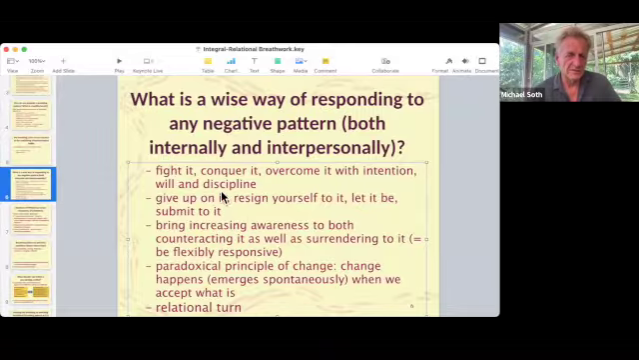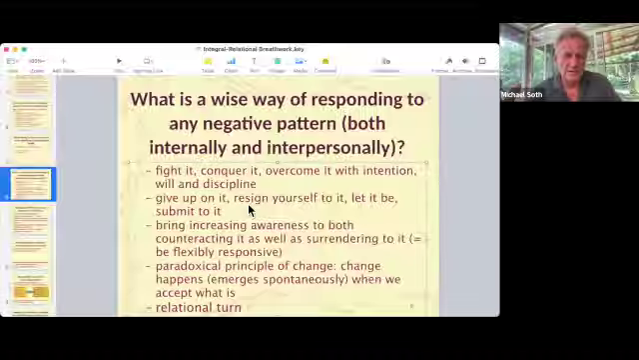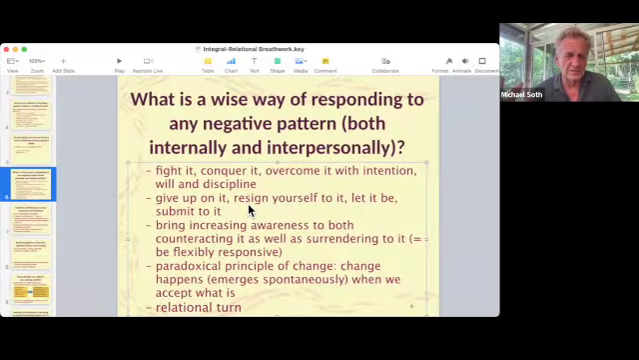So obviously I'm spelling out those two extremes because you can immediately see that there are advantages and disadvantages to both of those. So what are we aiming at? Ultimately, also in breathing, we are aiming at some kind of integration, some kind of fluidity. So this is the third option. This is the synthesis. What would be a formulation for that? We bring increasing awareness to both of those, both to counteracting it as well as surrendering to it.